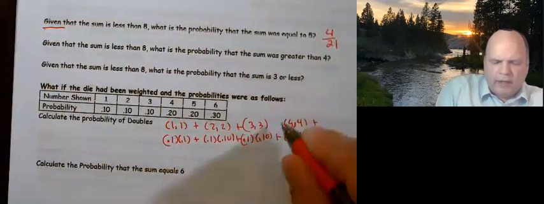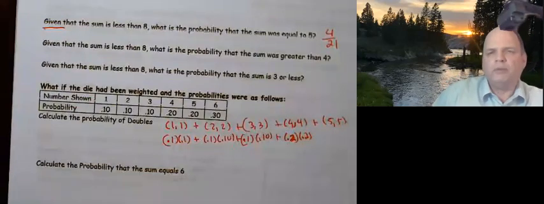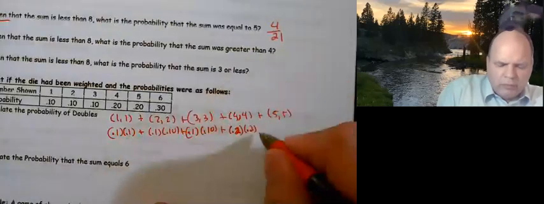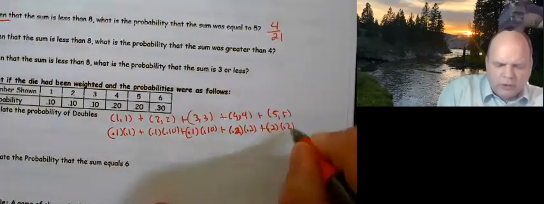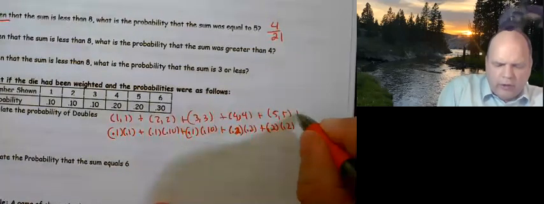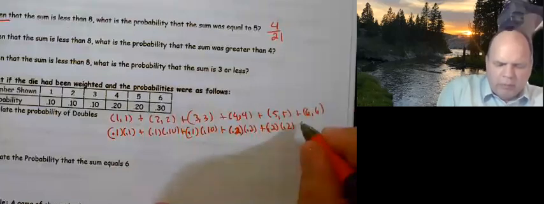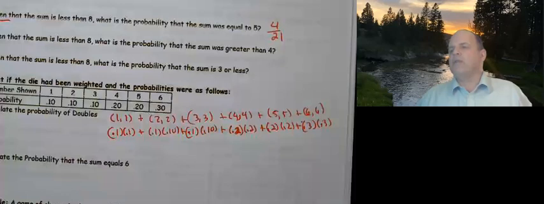Plus, I need the 5, 5. Running out of room. Plus 0.2 times 0.2. And then I need the 6, 6, which is going to be plus 0.3 times 0.3. All right.